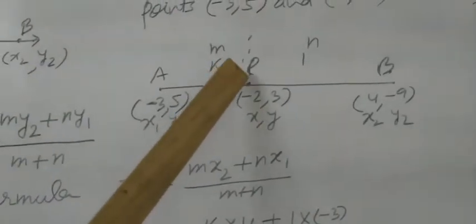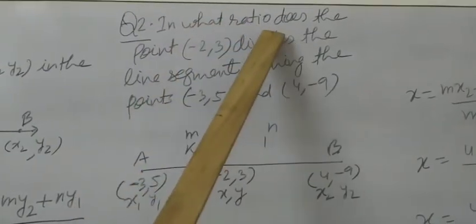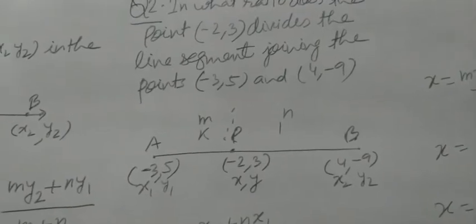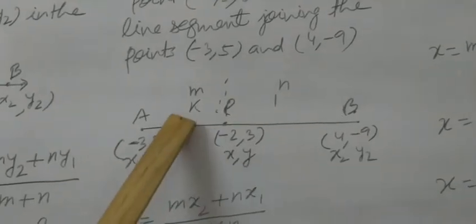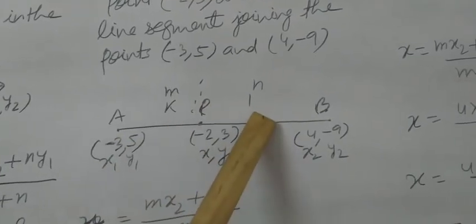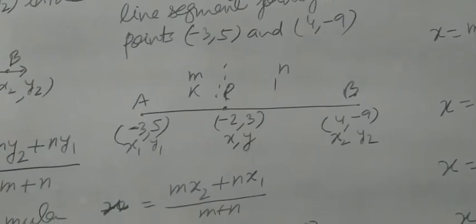So let the coordinates of point P be given. So students, remember, when the question is asking about the ratio, we have to suppose the ratio is k is to 1. Let the ratio be k is to 1. Correct?